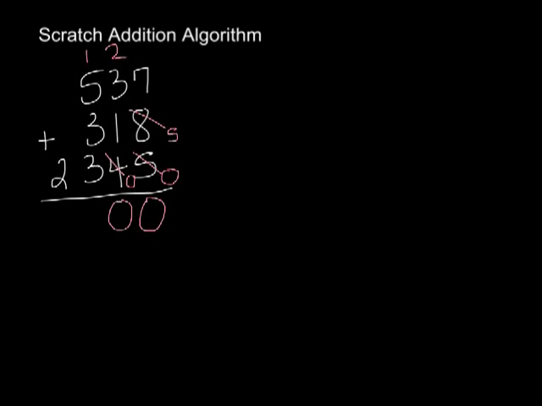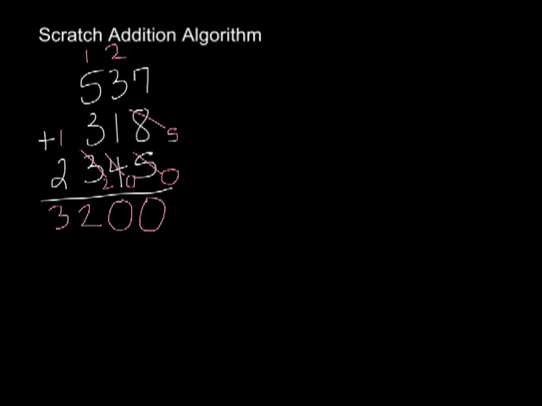5 plus 1 is 6, plus 3 is 9, plus 3 more is 12, so I make a scratch for the exchange that I'm going to make and write down the 2 for the ones place. So I write down the 2 and I count the number of scratches. I made one scratch, so that goes in the next column. 1 plus 2 is 3.